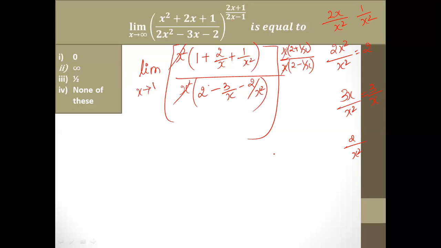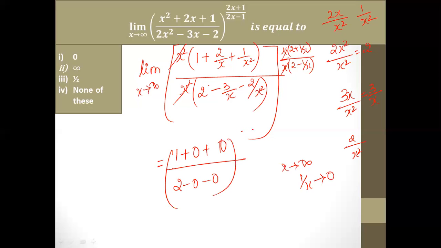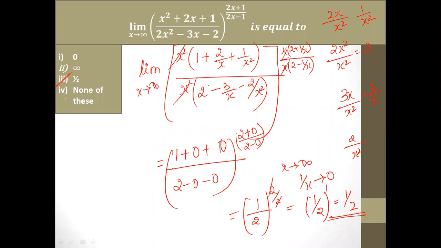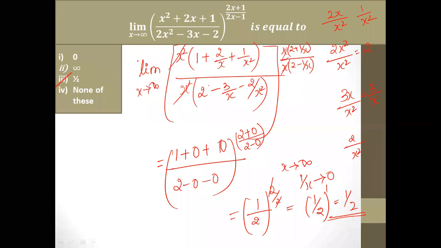Now you put x tends to infinity, 1 by x goes to 0. This substitution you do. So you will get 1 plus 0 plus 0 divided by 2 minus 0, whole power 2 plus 0 divided by 2 minus 0. So that is 1 by 2 power 2 by 2. 2 by 2 is 1. So it is 1 by 2 power 1, which is nothing but 1 by 2. So what is the correct option? Correct option is option 3. Okay. Did you get the answer? Everyone? Yes. Okay. Fine.